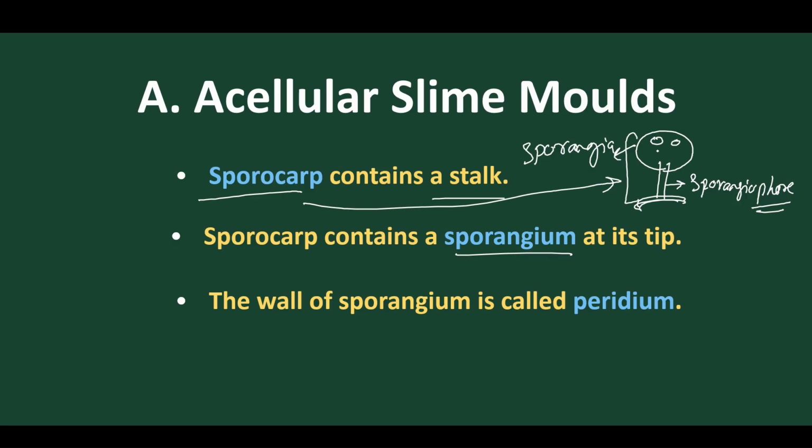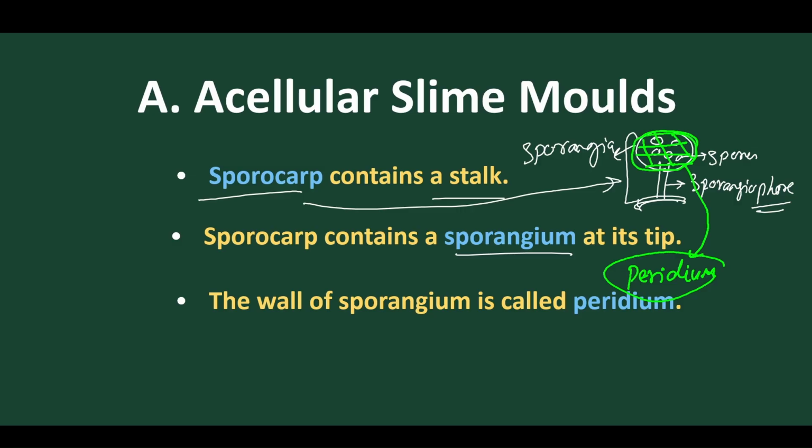Within sporangia, we find the spores are present. But the sporangia structure is externally lined with a covering-like structure, and this covering is called peridium. Got it? So peridium is the wall of the sporangia.